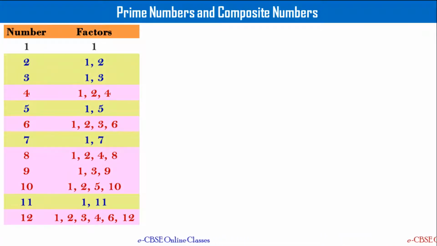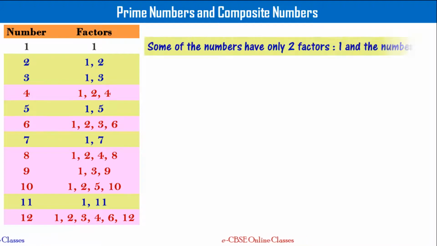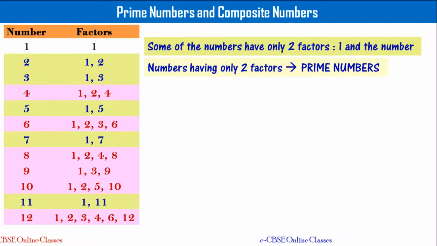So here I have found factors for numbers ranging from 1 to 12 and tabulated them here. As you see from the table, some of the numbers have only two factors. One is one of the factors and the other factor is the number itself, right? Those numbers that have got only two factors are called prime numbers.